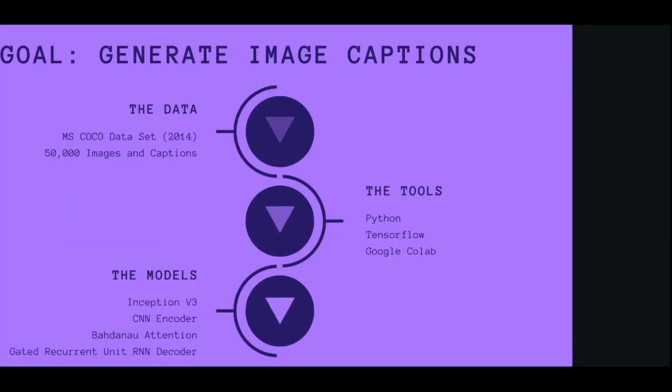The goal of this project was to use neural networks to generate image captions. I used the Microsoft COCO dataset, and the main tools I used in this project were Python, Tensorflow, and Google Colab. I combined a couple different models to translate these images into words, which I'll go into further.